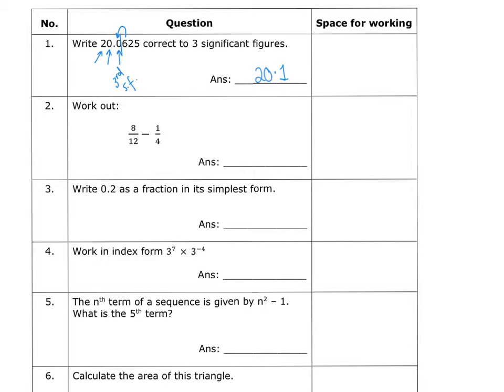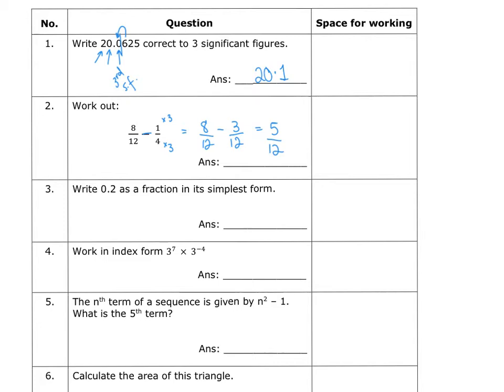Next question, work out, and we have fractions there. Now don't forget to subtract, we need to have the same denominator, 12, so 4 should be multiplied by 3 and the numerator the same to keep it balanced. And there we have 8 on 12 minus 3 on 12. Now we need to subtract the numerators, so 8 minus 3, and that is 5 on 12.